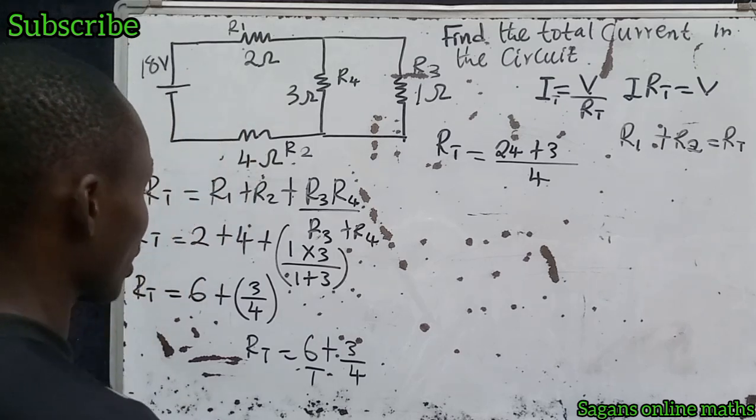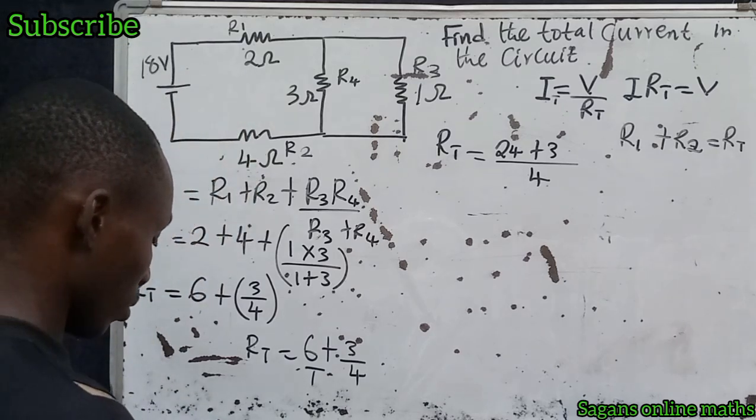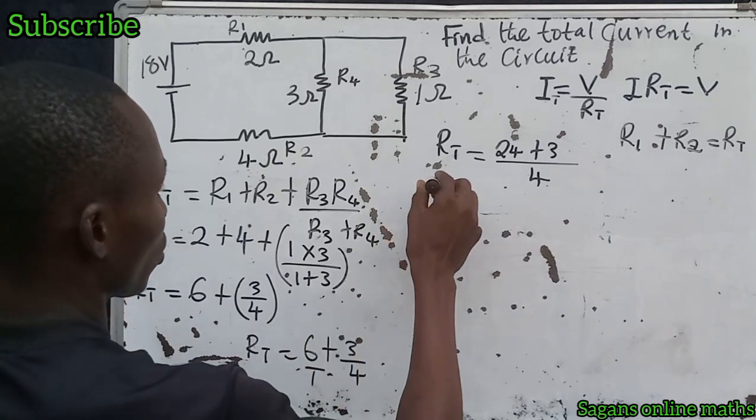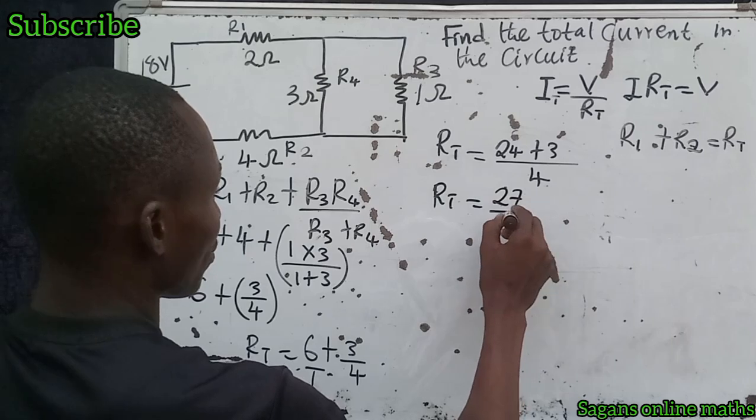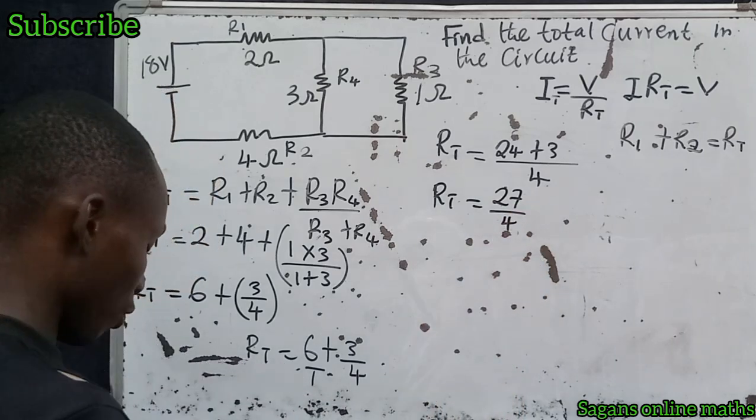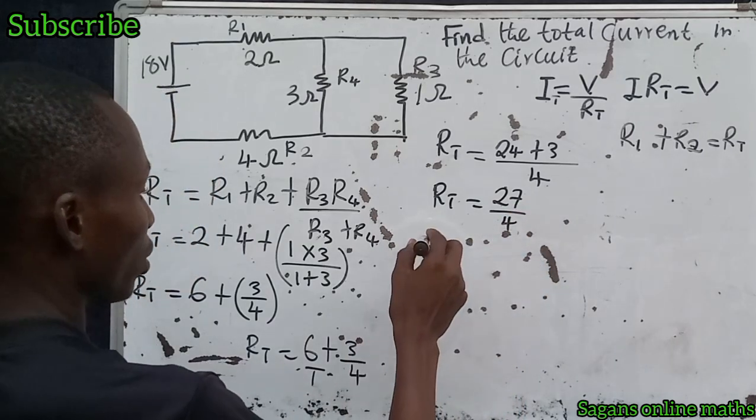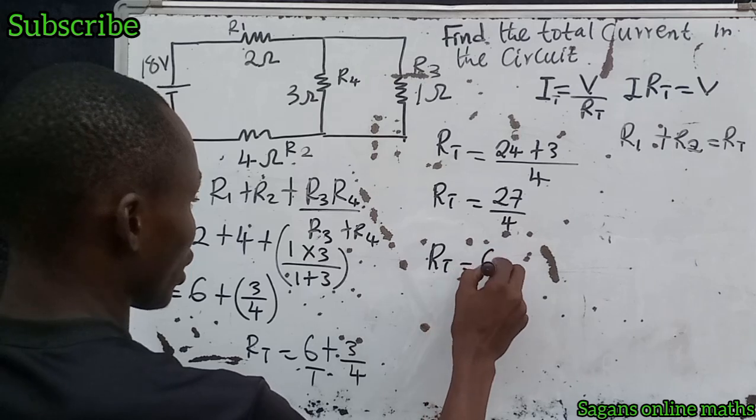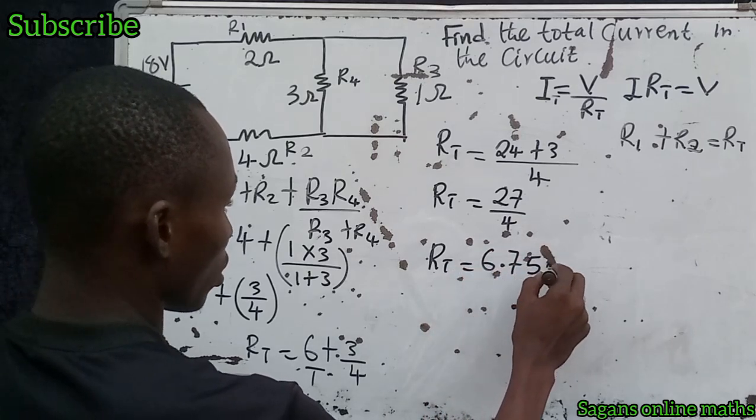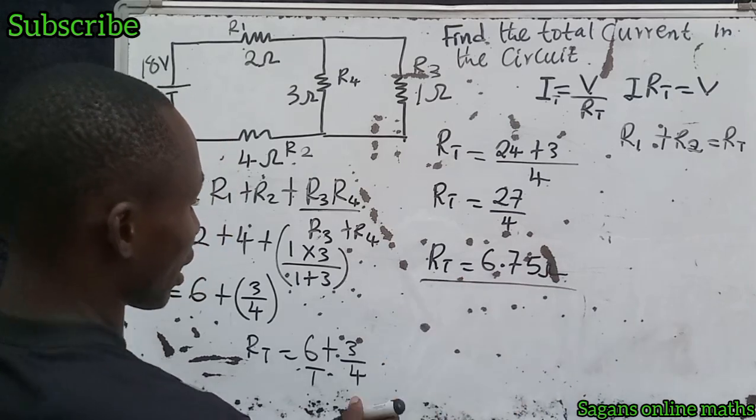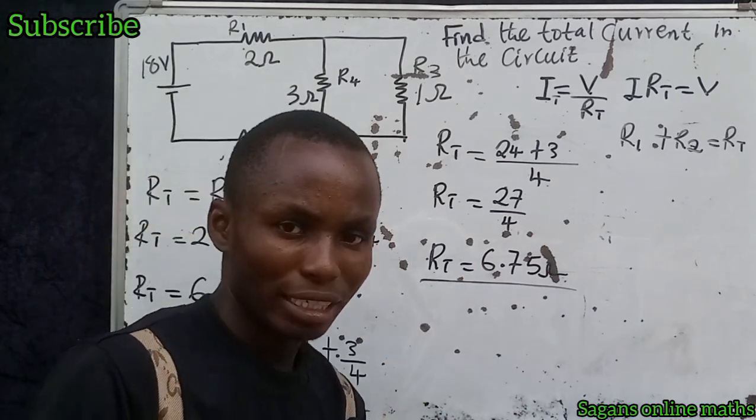Now let's add everything here so I can have the total resistance, right? 24 plus 3, we have 27. So that means total resistance is equal to 27 divided by 4. So 27 divided by 4 gives us 6.75 ohms. This is the total resistance. We have now known the total resistance in this circuit.